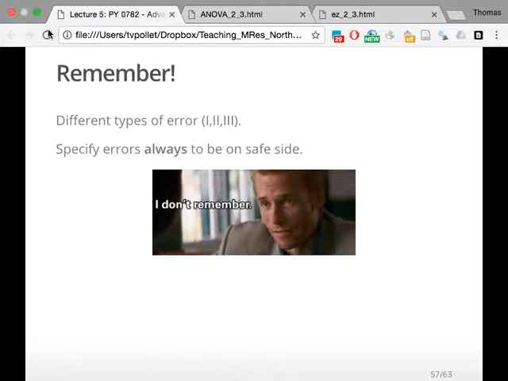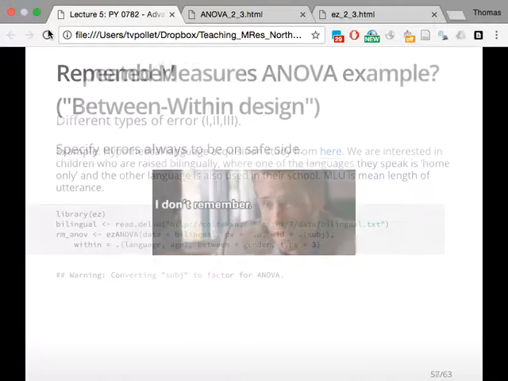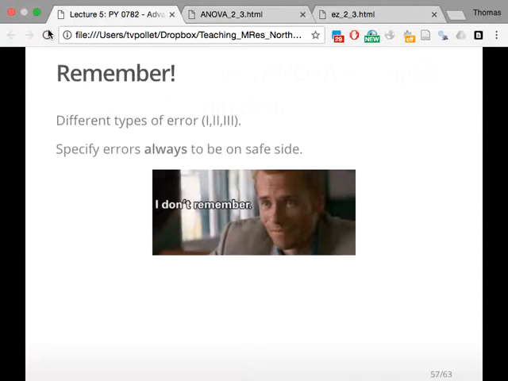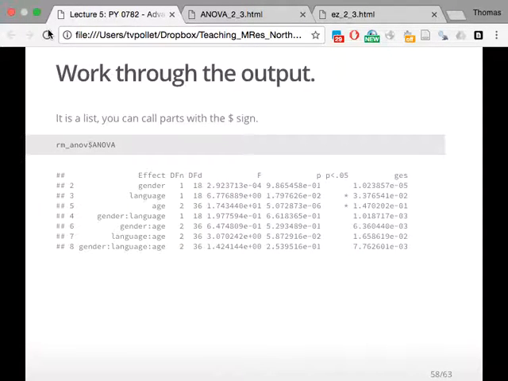And so what you would have to do is remember the type; this is how you do it, type 3. That's the important thing. You have to remember every single time to specify the type of error you want. So I'll keep on hammering this home. And this is the type of output you would get.